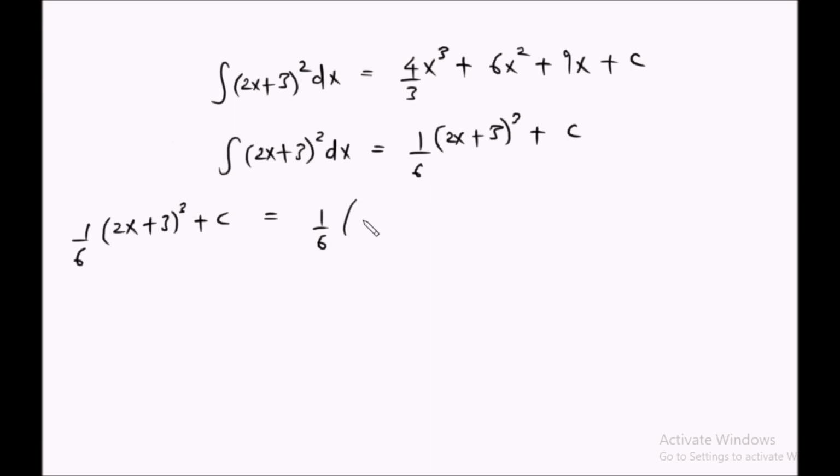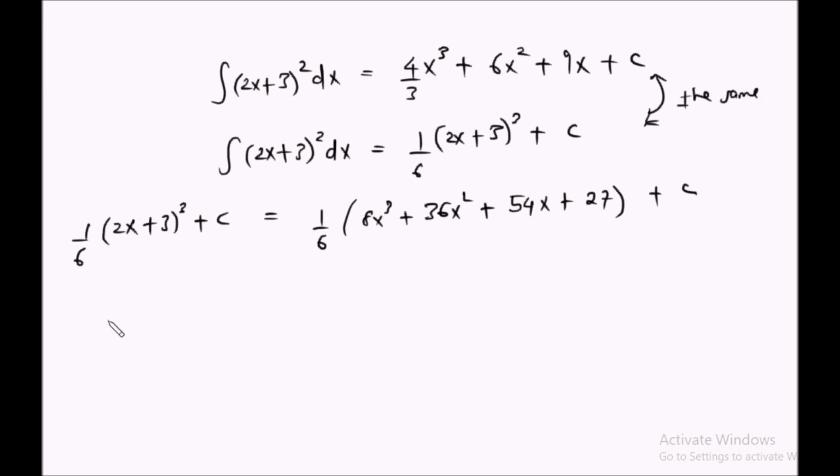okay, ni a cube maana yake, which is going to be just 8x cube plus 3a squared b, eh? So it's going to be 6 times 3 is 3 times 4 is 12 times 3 is 36. So we're going to get 36x squared plus 3ab squared. It's going to be 3 times 9, 27 times 2, 54. 54x plus 9 cube is 27. Okay, plus c. So I just want to show you that these two are what? Are the same, okay?